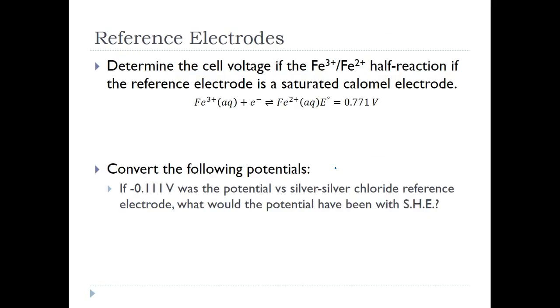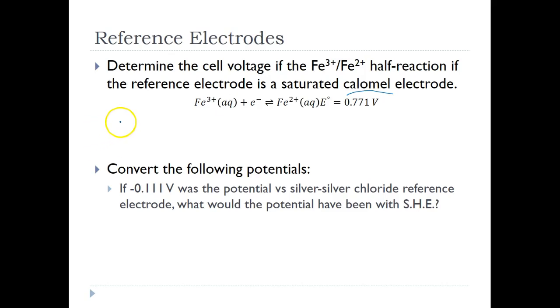So 2 example questions. If I want to figure out what the cell voltage, so the E, not the plus or the minus, but the E, if I've got the iron 3, iron 2 half reaction with a reference electrode that is the saturated calomel electrode. So what I have here given to you was what the iron 3, iron 2 half reaction is. So this is coming from the back of the book. That number is assuming we're using the standard hydrogen electrode. Well, I'm telling you we're not. We're using the calomel electrode.